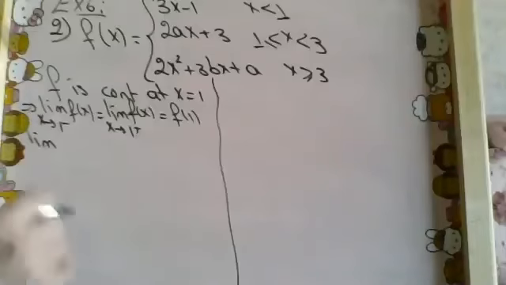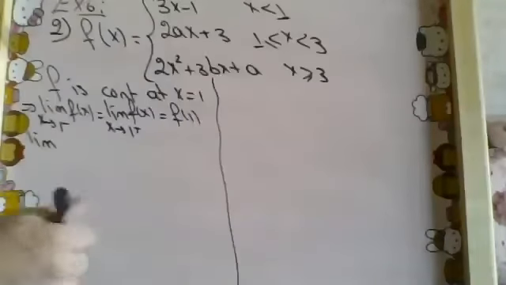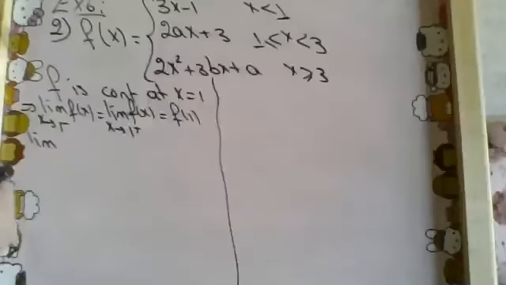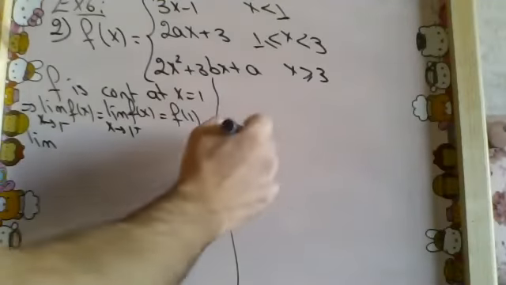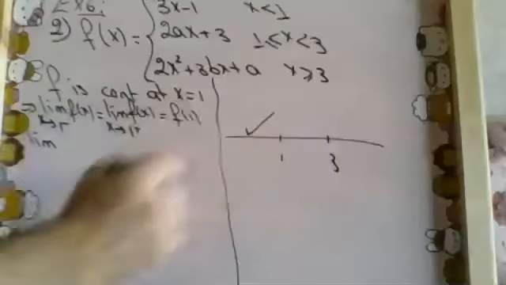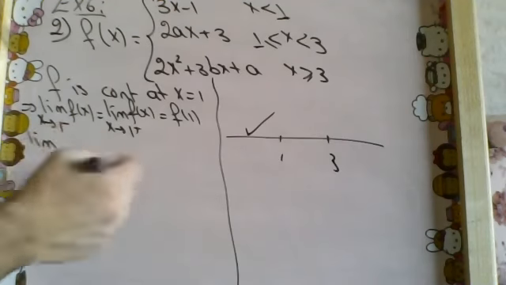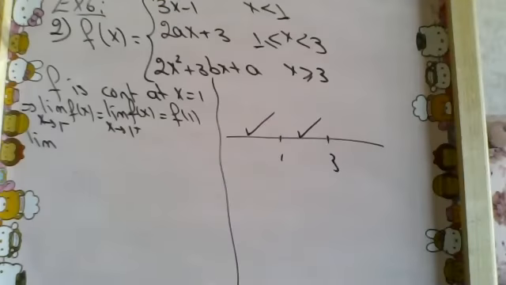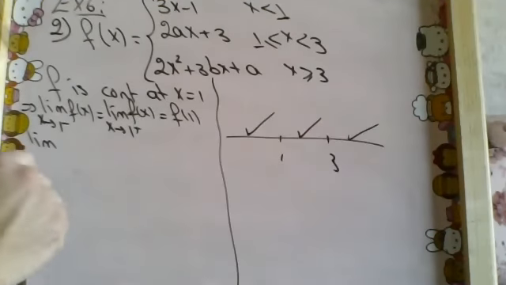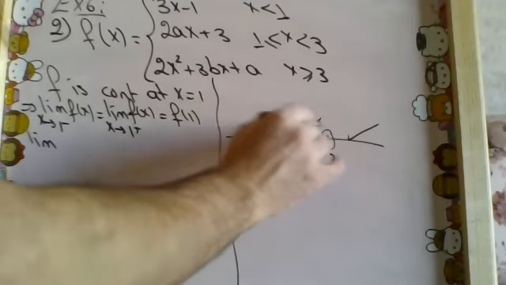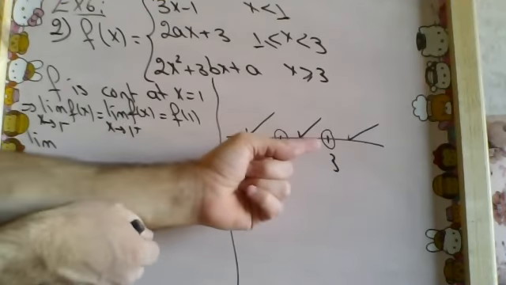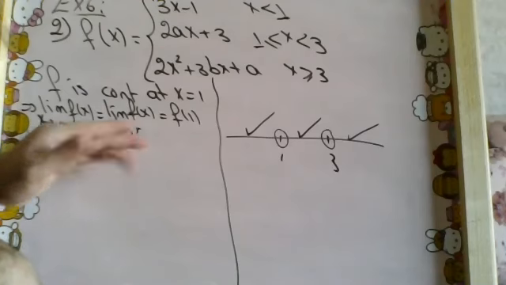Look, if you are going to use the number line, you have 1 and 3. If x is smaller than 1, the function is continuous because it's a polynomial. Between 1 and 3, it is also continuous because it's a polynomial. Greater than 3, also the function is continuous because it's a polynomial. We still have 1 and 3. So for the function to be continuous everywhere, it should be continuous at 1 and continuous at 3. I take each one on its own.